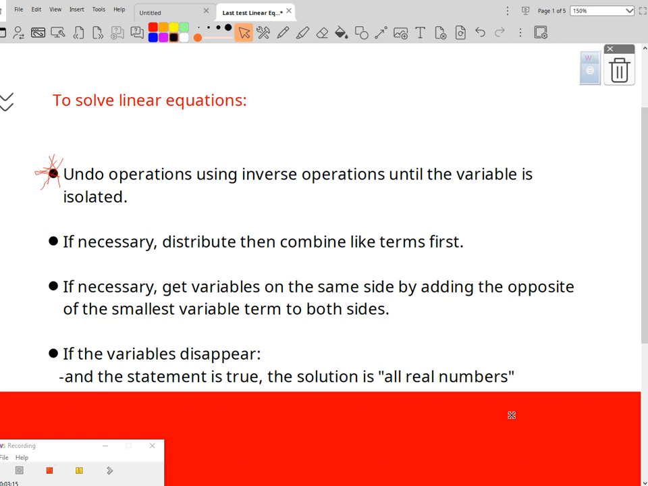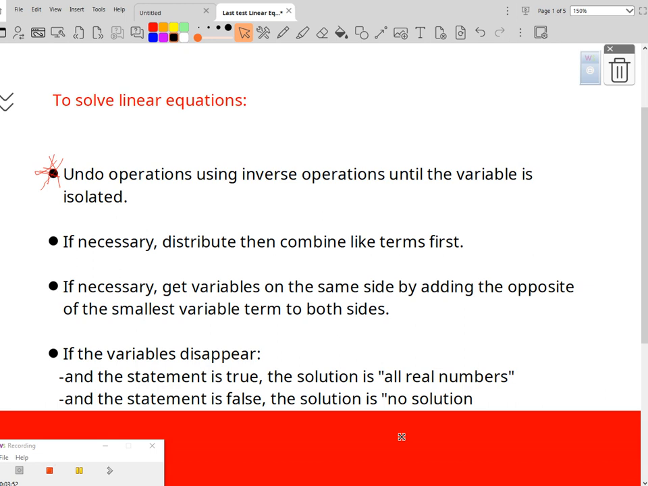So remember, the answer in that case is not true. The answer in that case is not 5 equals 5 or 10 equals 10 or whatever. The answer is all real numbers because it does not matter what number you plug in for the variable. It will make that a true statement.